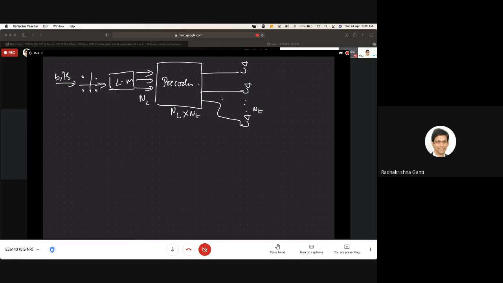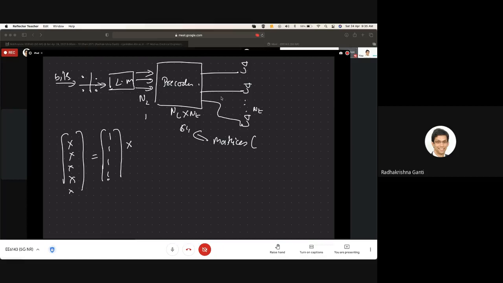You might have one layer and 64 antennas. What will the precoder do? One simple precoder is that you send the same data through all the antennas. In that case your precoder will be 1 cross 64, essentially 1 1 1 1 1. You multiply with the same data x, and the output will be x x x x x. The same data goes everywhere. You might have more complicated precoders, but precoders are always matrices, meaning linear operations.